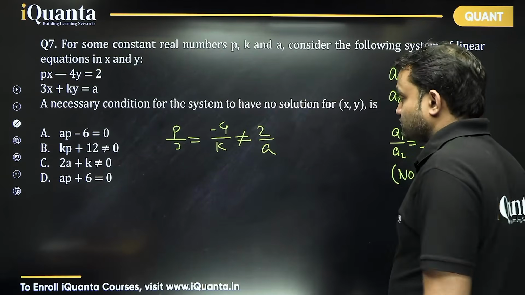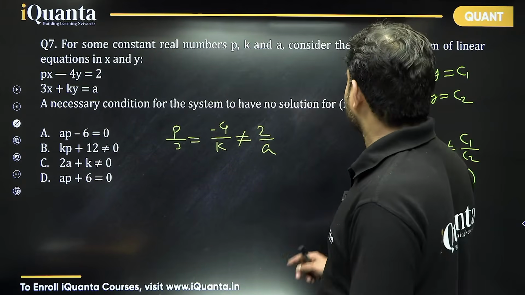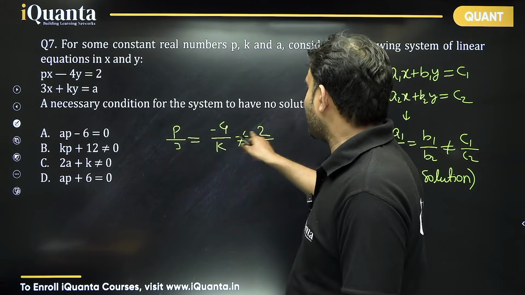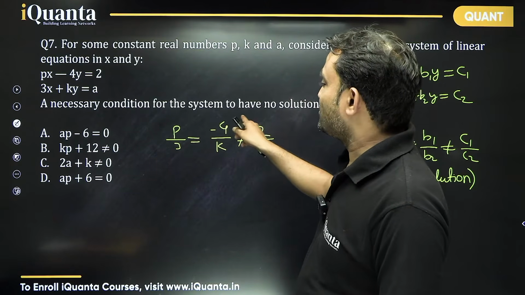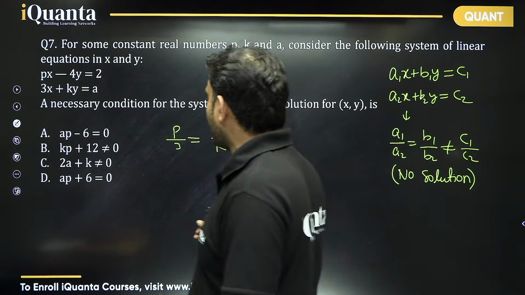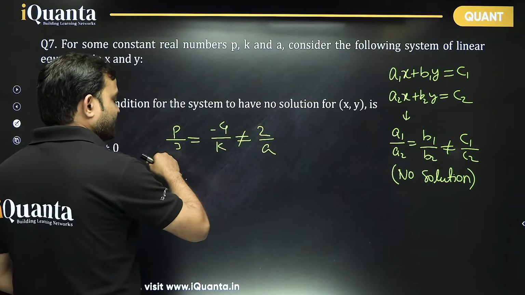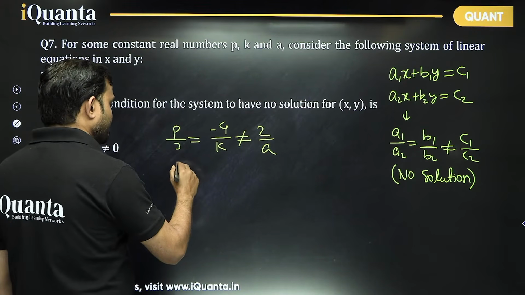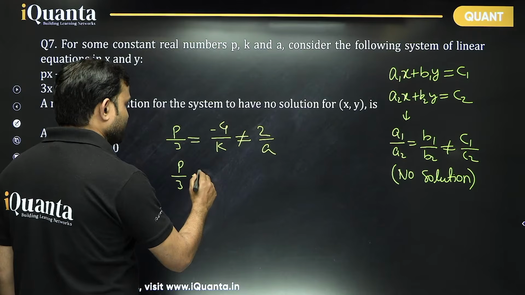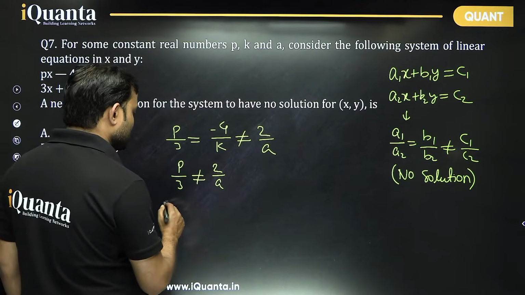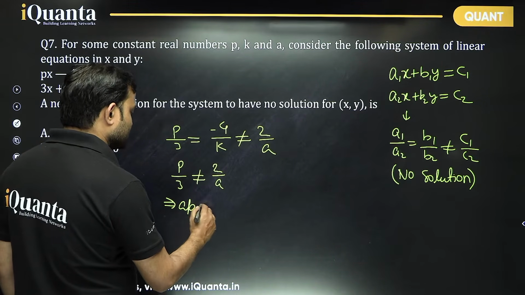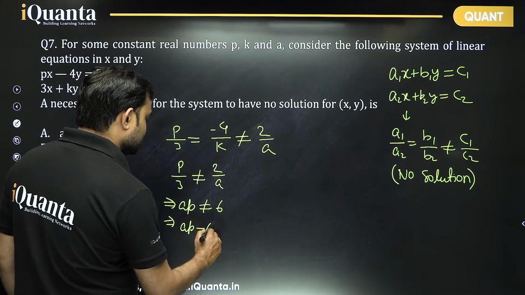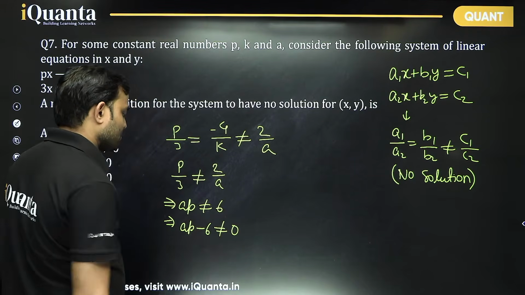Now what can we say regarding the relation? So ap minus 6, right? So no, I don't think so. If I take ap, then ap should be equal to 6, means yes, p by 3 should not be equal to 2 by a, or we can say ap should not be equal to 6, or ap minus 6 should not be equal to 0, right?